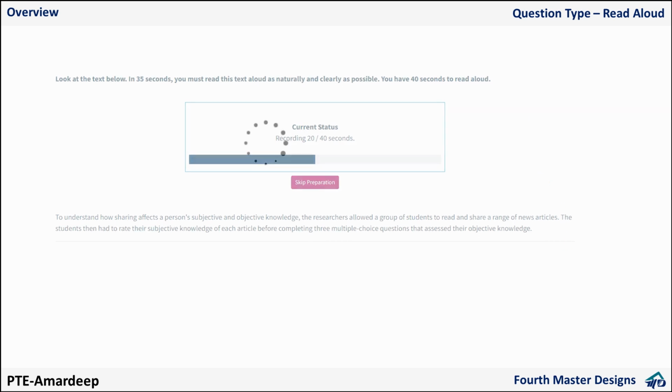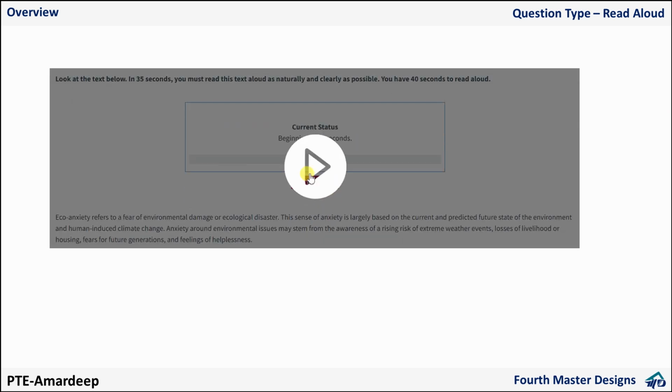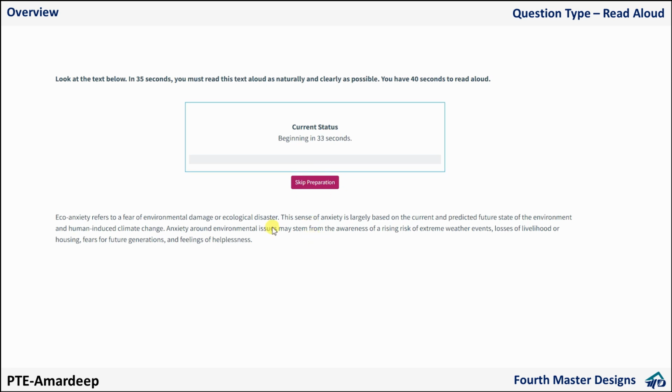Let me show you one more here. So the moment the question is on the screen, your timer will start. In this preparation part, check: eco anxiety, environmental, ecological, anxiety, predicted, human induced, then environmental, awareness, extreme, losses, livelihood, fear for future generations, and feelings of helplessness. So when there is a beep sound, I need to read it.